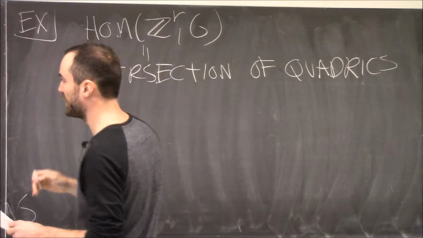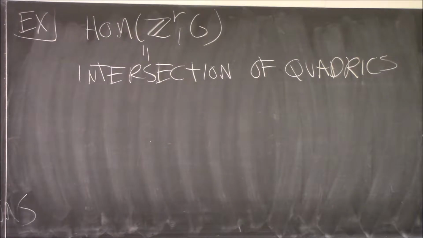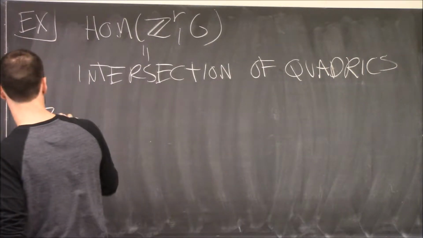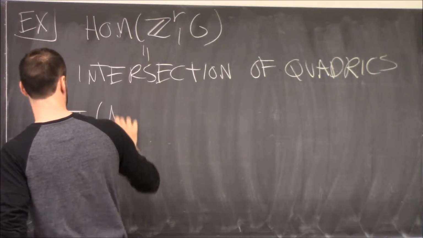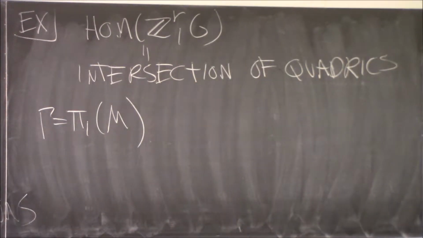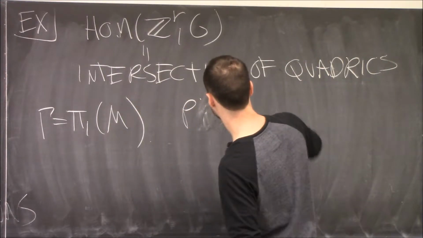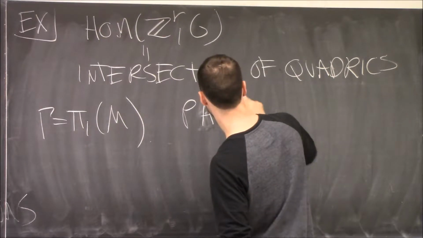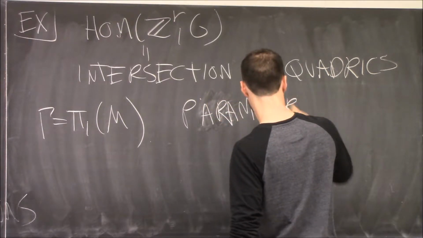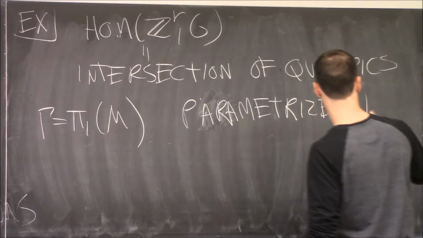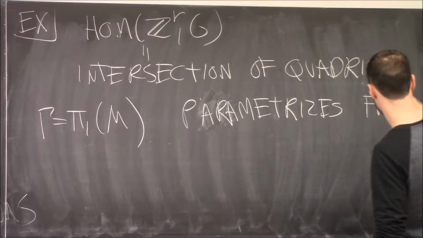Maybe just a quick word about why one might care about these spaces and their topology. There's this fact that when gamma is the fundamental group of a manifold, then this space Hom(gamma, G) of representations parametrizes framed flat connections.